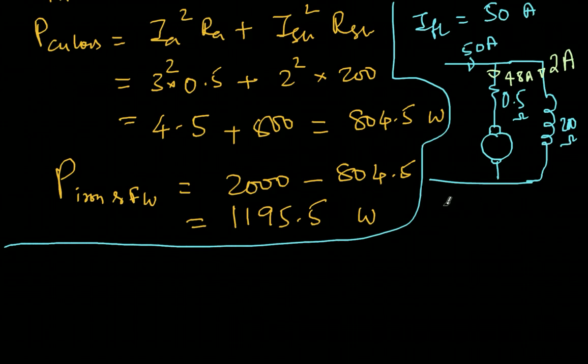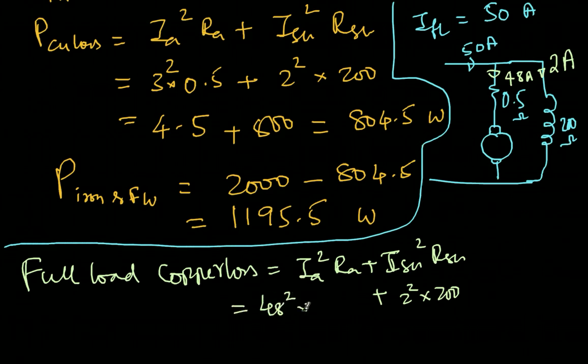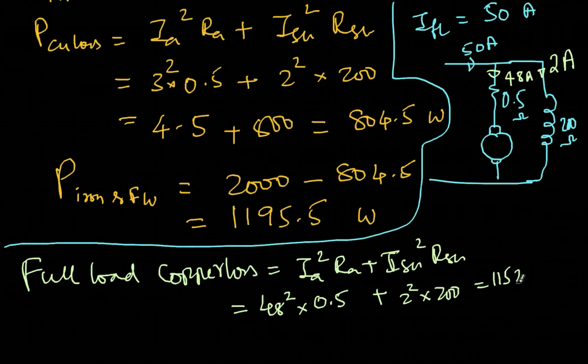So under full load conditions, what are the copper losses? The armature copper loss under full load condition, the full load copper loss, is Ia² Ra + Ish² Rsh. The shunt part is the same, 2² into 200, which is 800. The armature part will be different: 48² into 0.5. So 48 into 48 into 0.5 is 1152. Here I am getting 1152 plus 800, so this total will be 1952 watts.